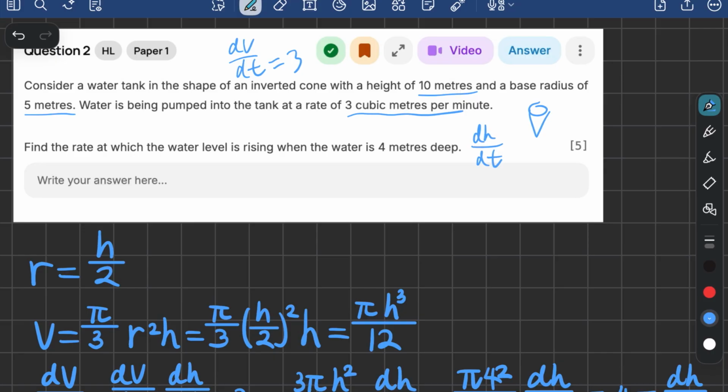So before that, we want to get the formula for the volume of the cone, which is here, and it's in the data booklet. And we can substitute r with h over 2, and after combining the terms, we will have this as v. So now we have v as a function of h.